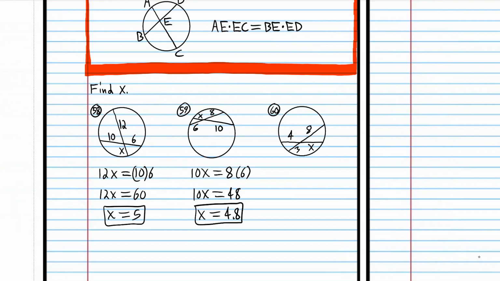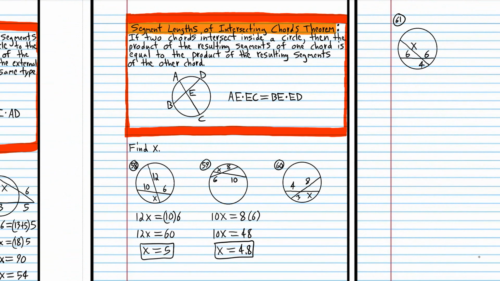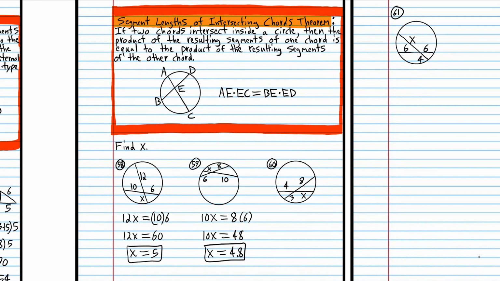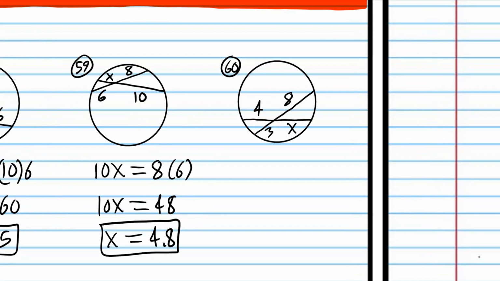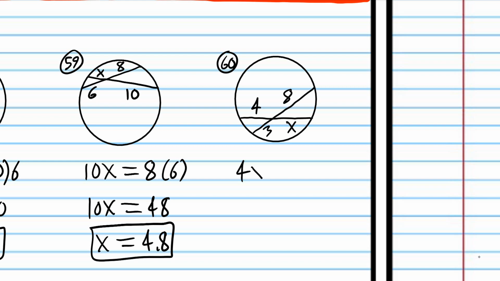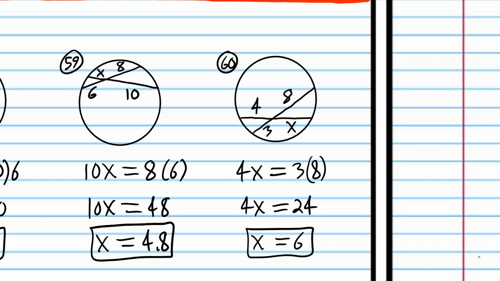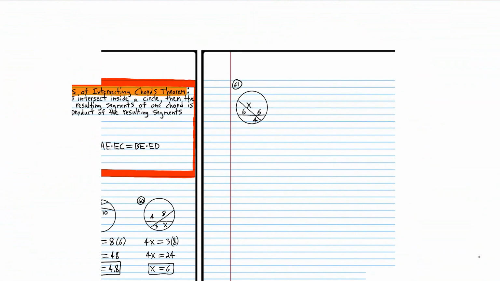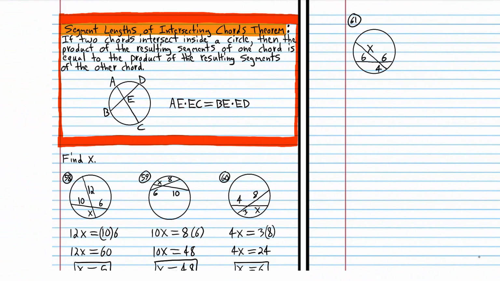So go ahead and try number 60. I'm going to leave the theorem in the window there. And when you come back, we'll do it together. All right, we're back. So 4 times x is equal to 3 times 8. So we have 4x is equal to 24. Divide both sides by 4, and we get x is equal to 6. So if you got that one right, good job. Go ahead and try number 61, and when you come back, we'll do it together.